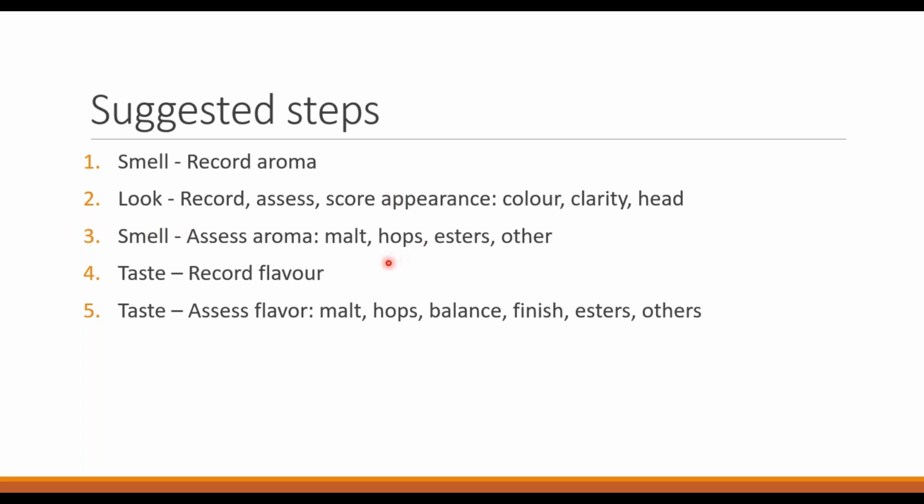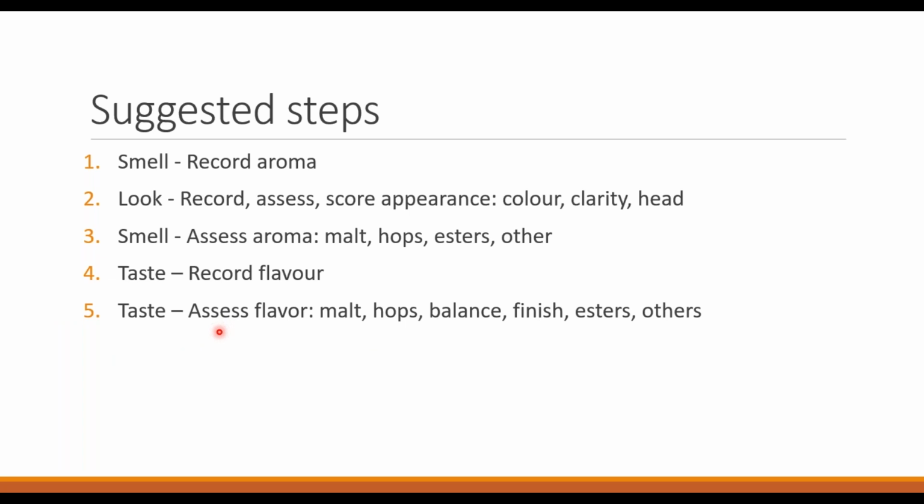Okay, then you go back to the aroma again, and you now assess it. Compare what you're picking up to what you would expect for that style. I've just suggested the various things you have to consider: the malt, the hops, the esters, and other things like DMS, diacetyl, off flavors, and so on. Then step 4, take your first sip of the beer and taste it and record immediately. What's your first impression? Again, it might change, or you might want to tweak it, but just taste it. Note down the first thing that you taste.